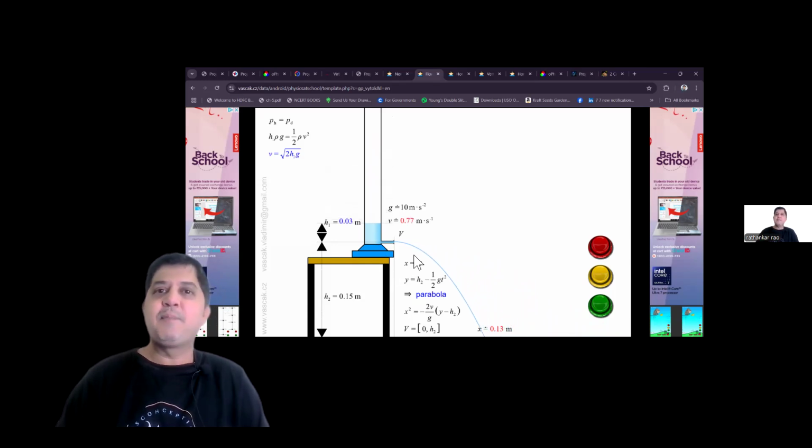Okay, so it describes a projectile motion over here. That's what it tells you. And in fact, you can find out what is the velocity of the flow. You can find out what is the parabolic equation. You can do all these things over here.